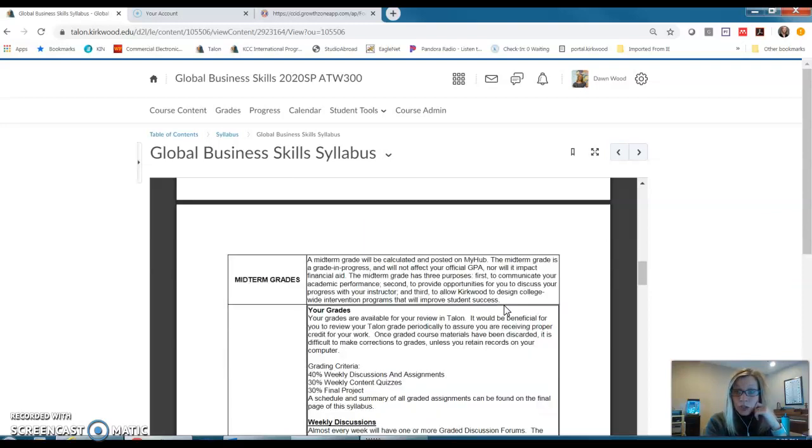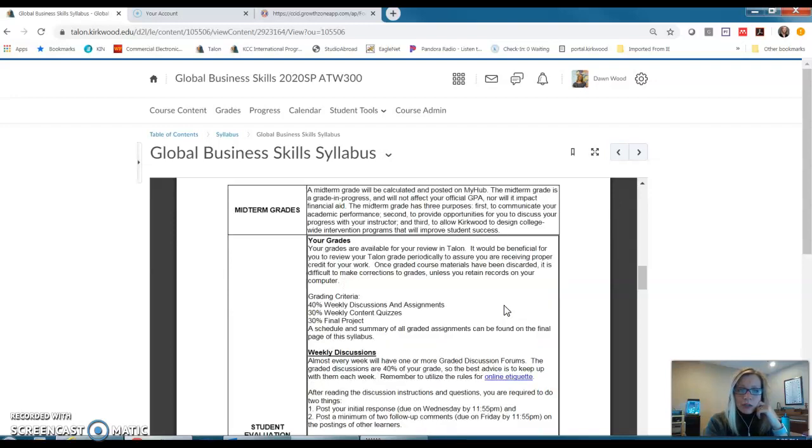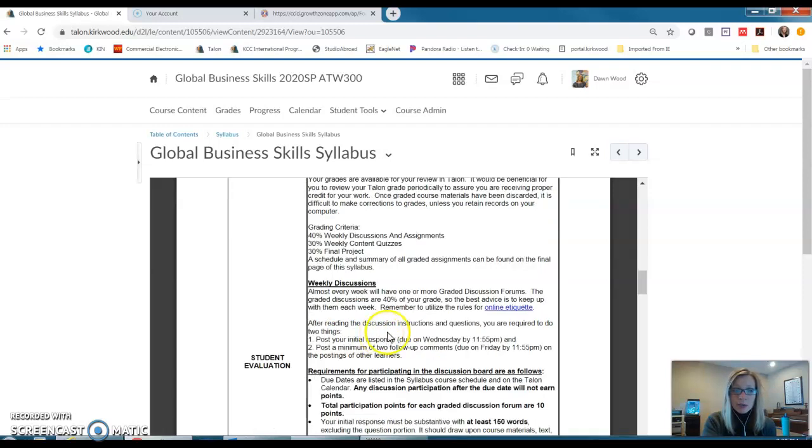Midterm grades, I will calculate midterm grades and post those during week 8. You'll see those up, and that'll help you assess how you're doing. Your grade criteria are 40%, that's a big chunk, on your weekly discussions and assignments. So participation is critical, and understanding the criteria and the rubric for grading your discussion forums is important. We'll have some weekly content quizzes just to check that you're doing the reading, because there's a lot of reading in this course that you'll do on your own, and take those quizzes. And then the remainder of the 30% is your final project. Also very important, and again, I encourage you to work ahead on that one.